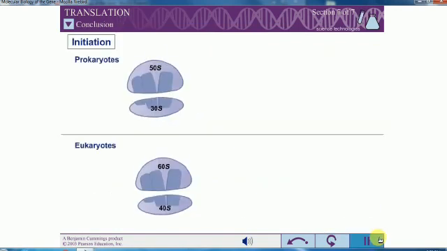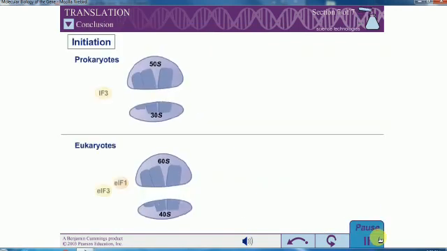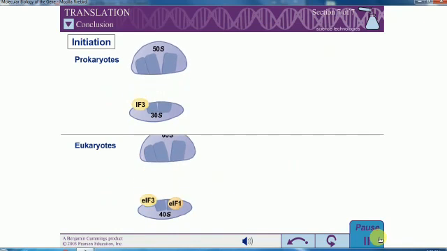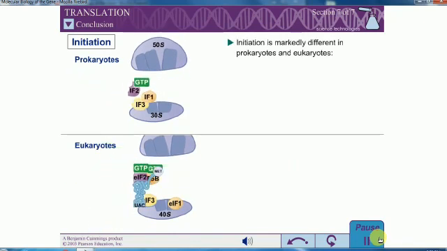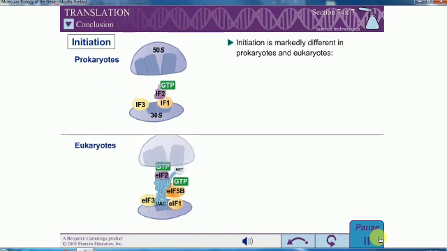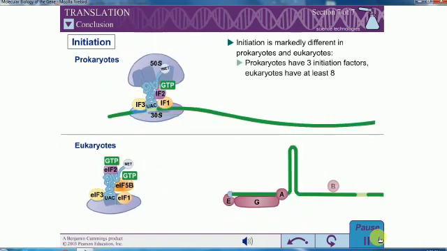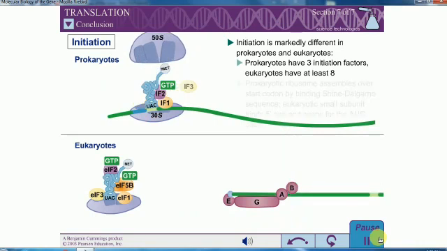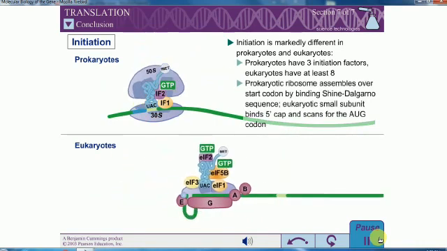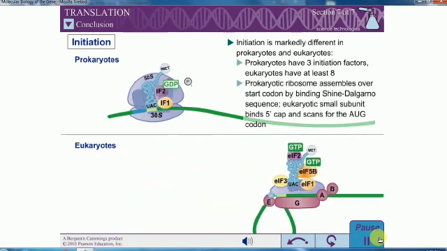Translation is a complicated process involving three major steps: initiation, elongation, and termination. Initiation differs markedly in prokaryotes and eukaryotes, but in both cases utilizes a number of initiation factors and functions to seat both subunits of the ribosome properly over the start codon of the mRNA.